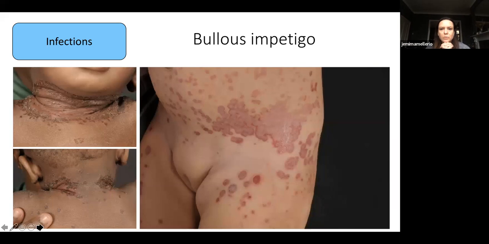These are some more examples. So you can see it looks quite flexural in terms of where it is. And then you've got that typical sort of annular appearance that can coalesce like we see on the right.